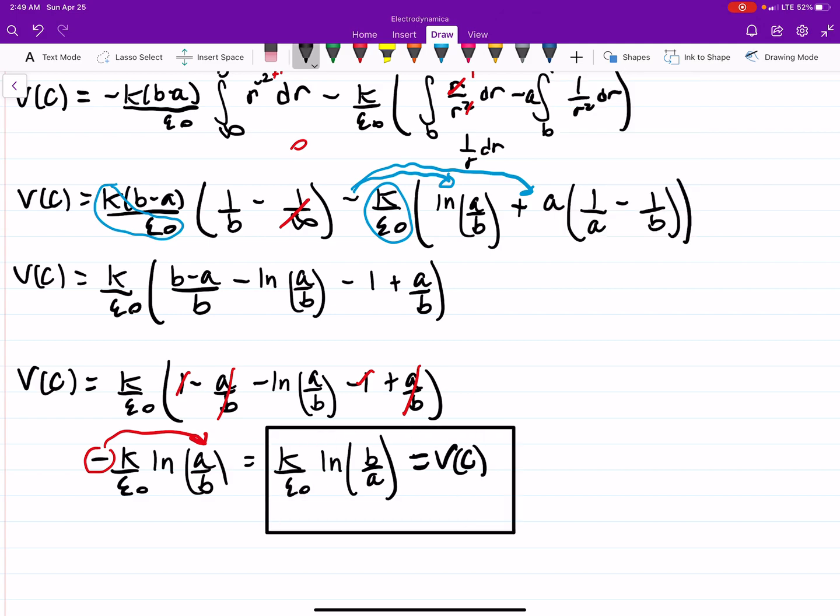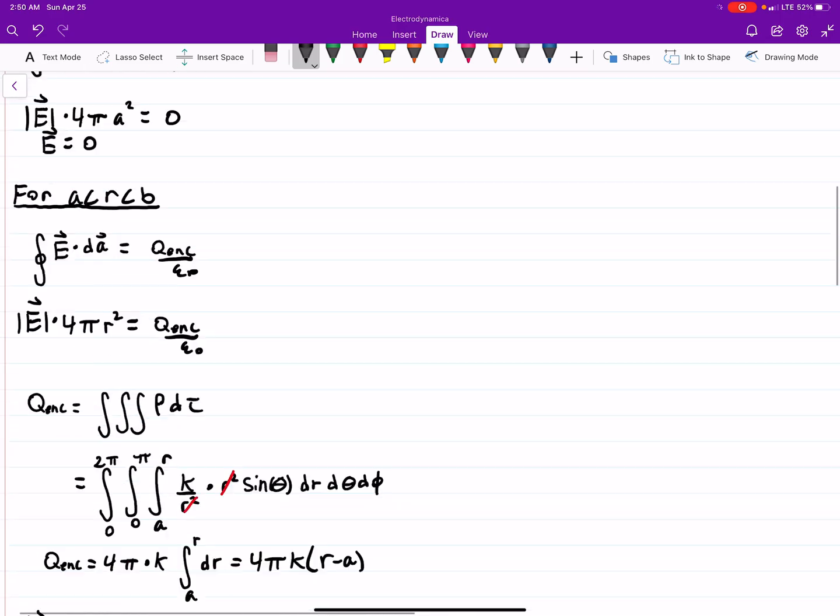So this is a good problem because it forced us to find the E field as well as the potential. So it kind of worked a little bit of two things at once. And hopefully that made sense to everybody.